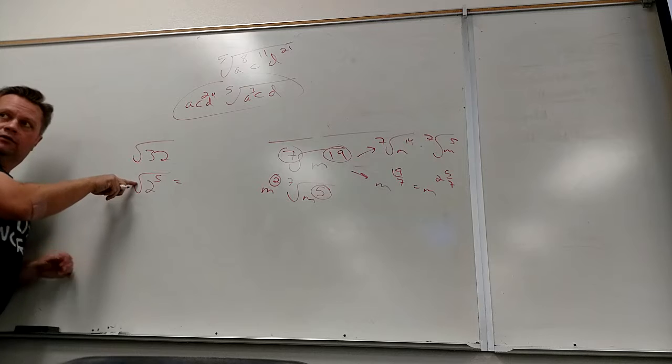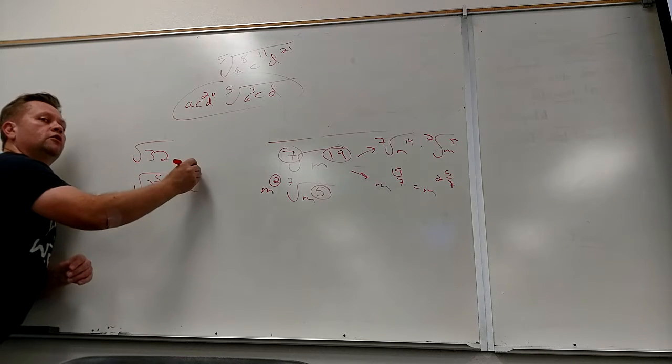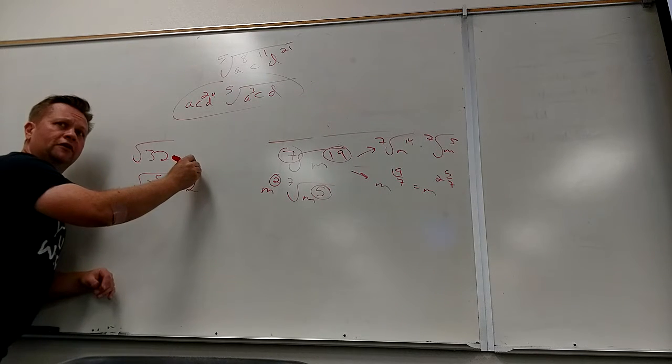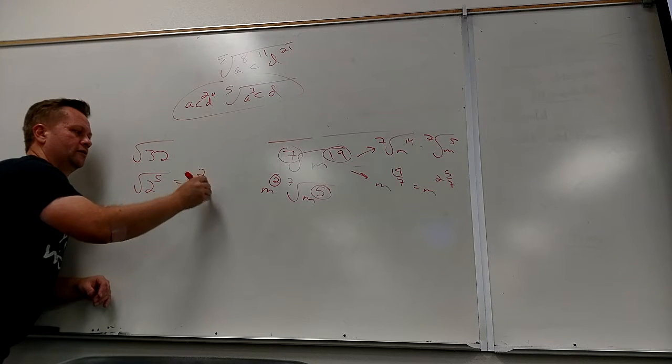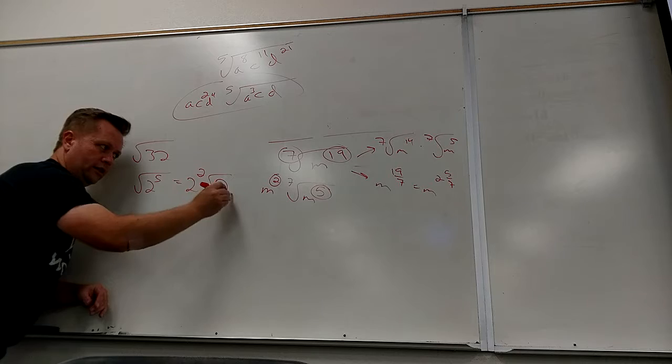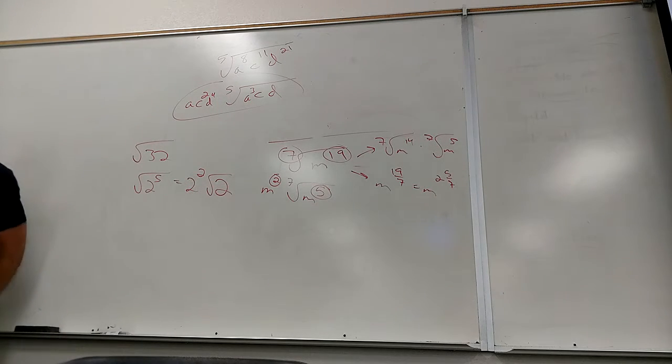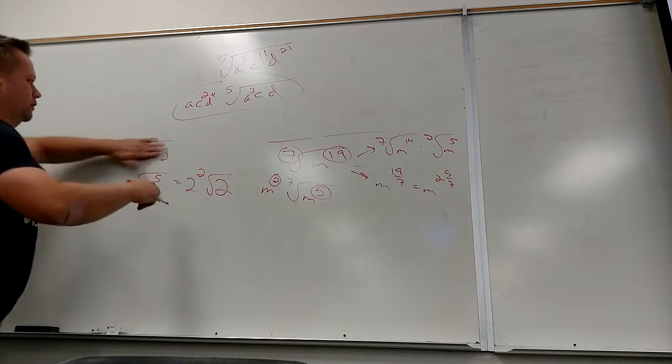right? So 2 right here, right? 2 goes into 5 twice with 1 left over. Help me. 2 goes into 4 twice, and then there's an extra one, right? You with me? How would I do square root of 32 more directly?